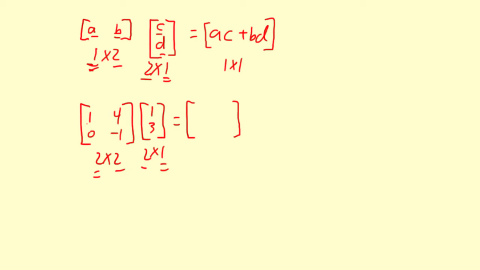So multiply this one by this one, and that's going to be a 1. Multiply the 4 times the 3, that's a 12, so plus 12. That's going to be the first entry in the matrix. The second entry is going to be 0 times 1, or 0, plus negative 1 times 3, which is negative 3, so minus 3. So it's going to be equal to 13, negative 3. And the results here are a 2 by 1 matrix.